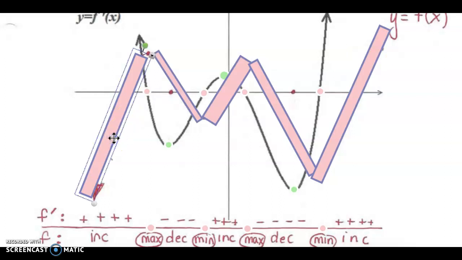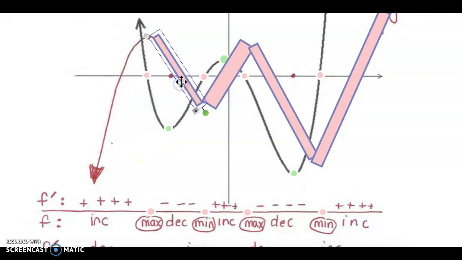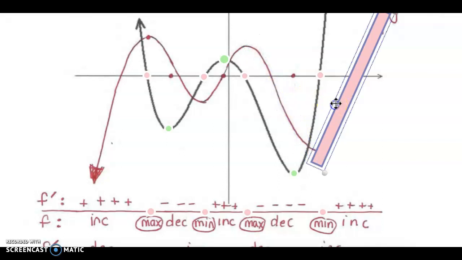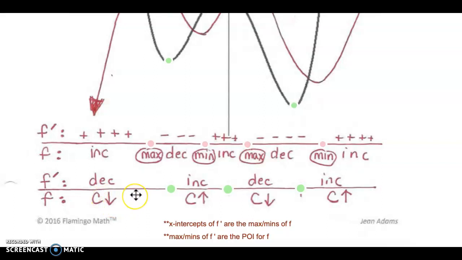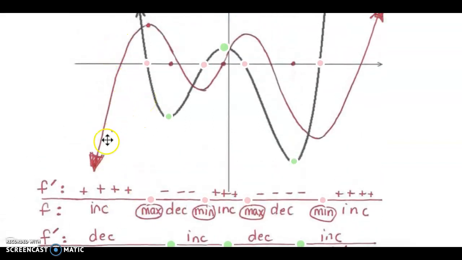Okay, so if we put all of this together, we know it increases until the first pink dot, which is our first max value. Then it decreases until our second pink dot, which is our new min value. It increases and decreases and increases. We also need to make sure that we're checking the concavity. So it's concave down from negative infinity to that first green dot, and then like so on.